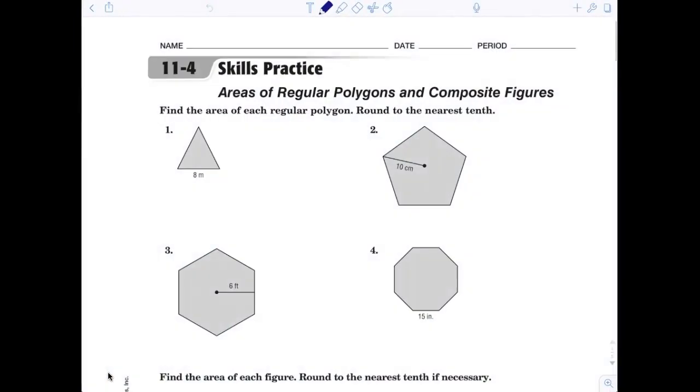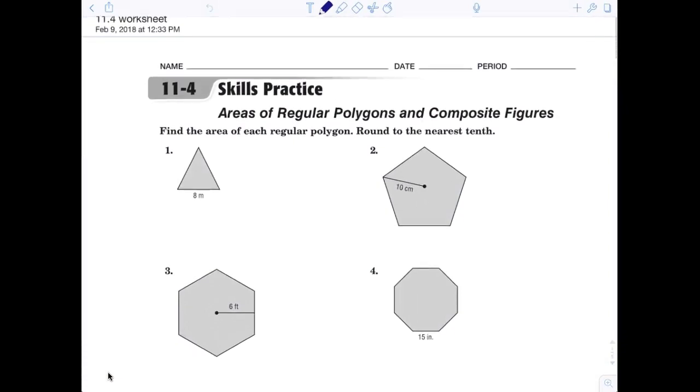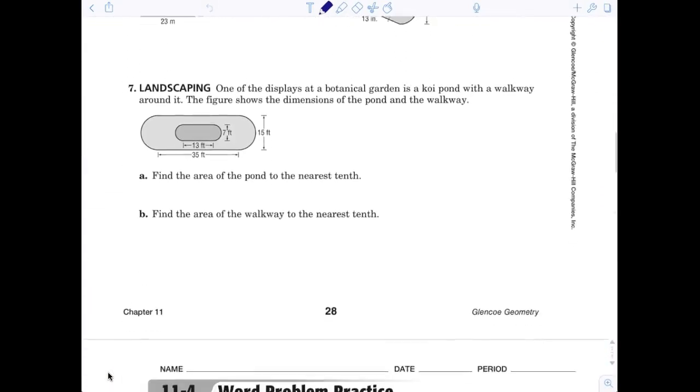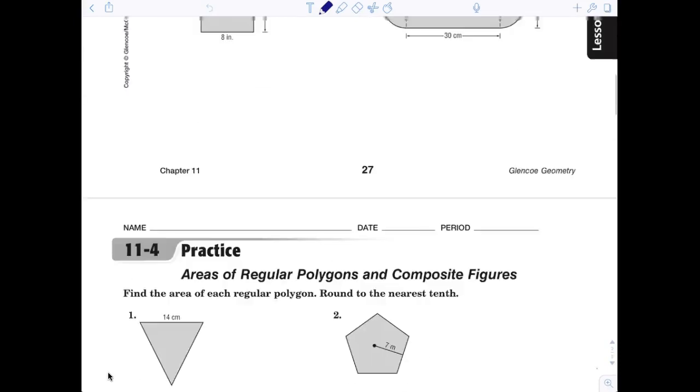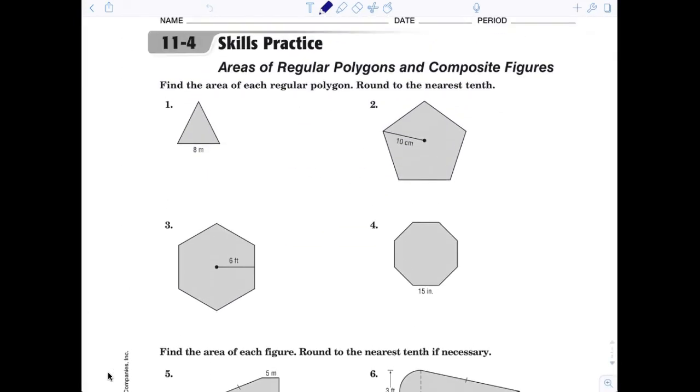Let's look at 11.4. Now again, these sometimes cause problems, but if you listen, it shouldn't. These are regular polygons, so we're going to figure out the formula for the area of a regular polygon. Now, I've looked at all of the SATs and ACTs. Never do they mention anything about an apothem.